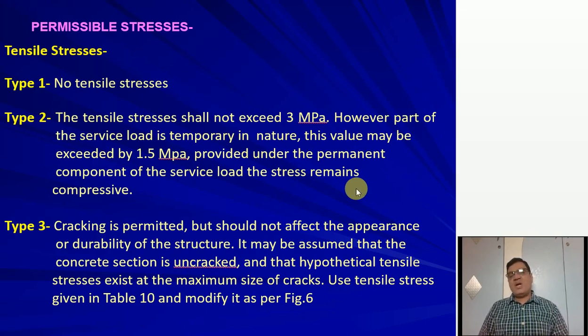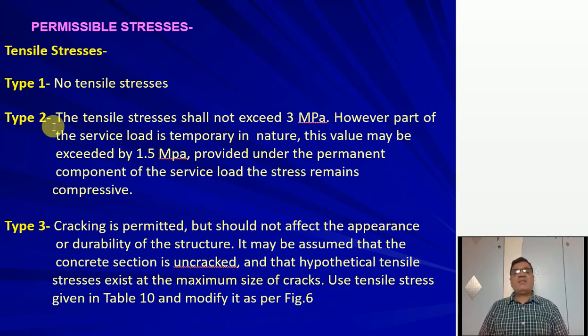Now, according to IS 1343, first we have to decide whether we are designing the structure as a type 1 or type 2 or type 3. Now, what is this type 1, type 2, type 3? Type 1 is the structure where no tensile stresses are allowed. That means at the bending phase, there shall not be any tensile stress. The resultant stresses must be under compression.